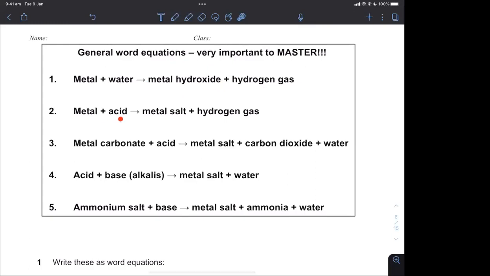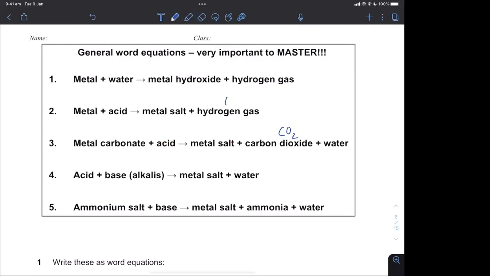Metal plus acid, metal carbonate plus acid, these two are reactions of acid. They will give you salt. Acid reacts with metal or metal carbonate to give you salt, and these are metal salts, chloride, nitrate or sulfate, depending on which acid you use. You get hydrogen gas if it is metal plus acid. You get carbon dioxide gas if you have carbonate.